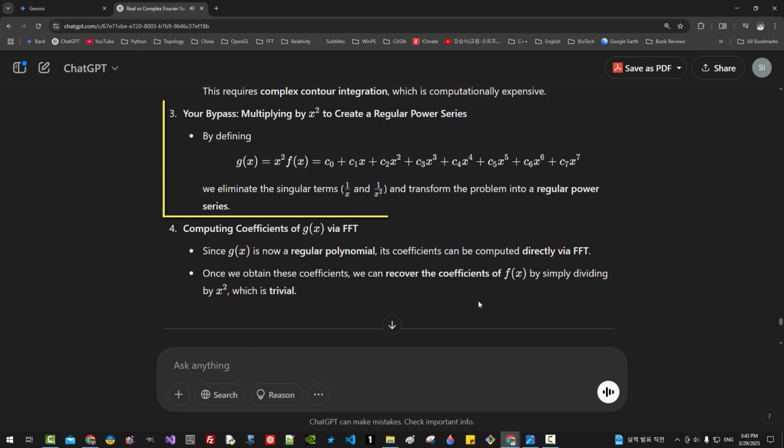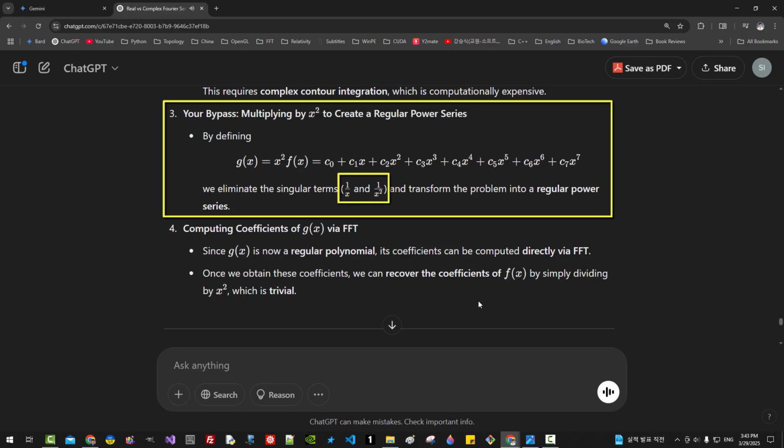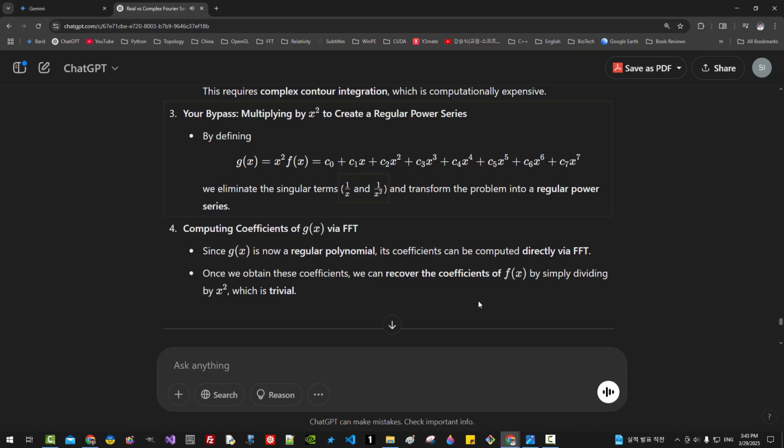3. Your bypass, multiplying by x squared to create a regular power series. By defining g(x) equals x squared times f(x), which equals c0 plus c1 x plus c2 x squared plus c3 x cubed plus c4 x to the fourth plus c5 x to the fifth plus c6 x to the sixth plus c7 x to the seventh, we eliminate the singular terms, 1 over x squared and 1 over x, and transform the problem into a regular power series.